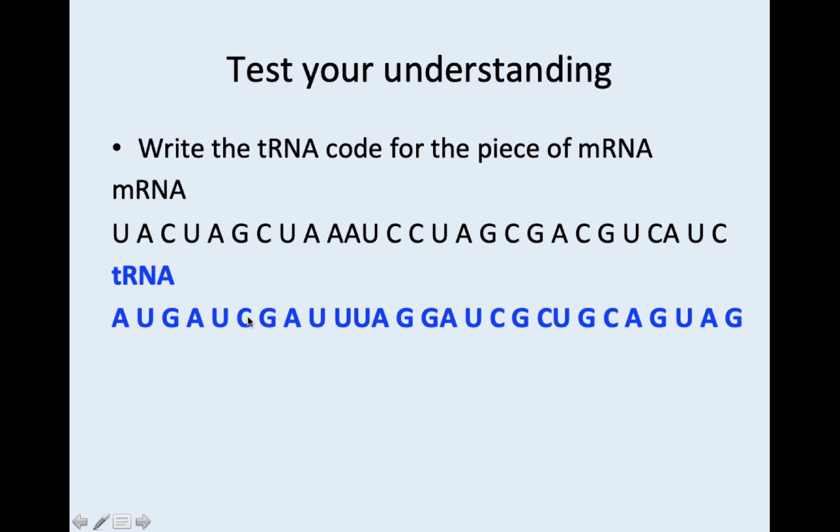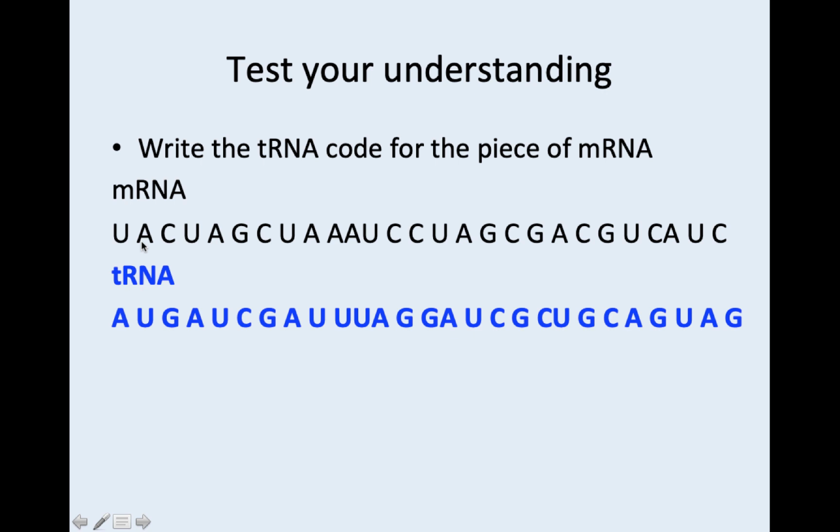Now, remember, the codons are the sets of three in the messenger RNA. So here's one codon. Then this is the next one. Then this is the next one. And this is what you're going to read when you look at that codon chart to find the amino acid. So if you want to find out the first amino acid for this gene, you're not going to look at AUG. You're going to look for UAC in that chart.